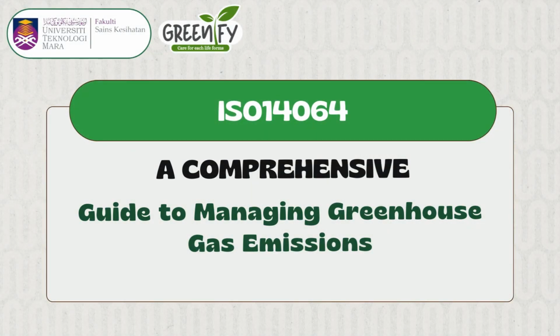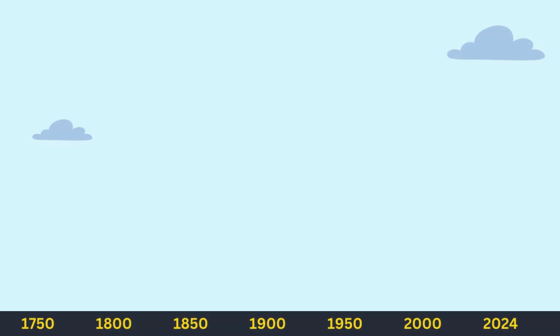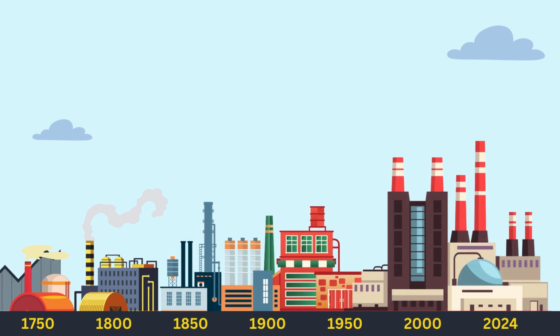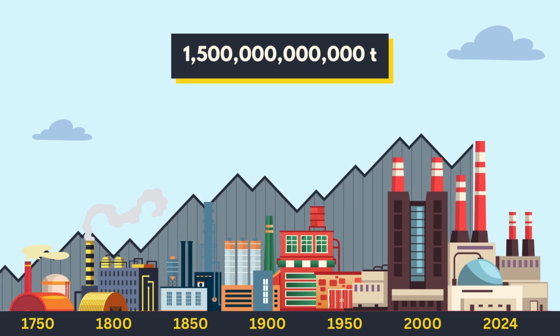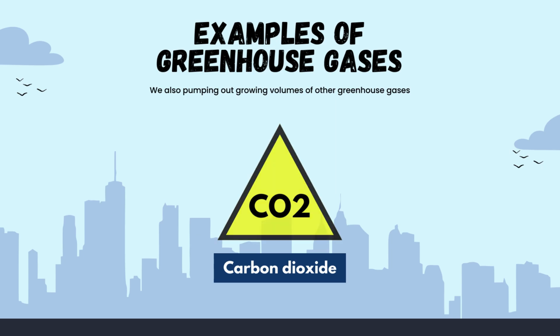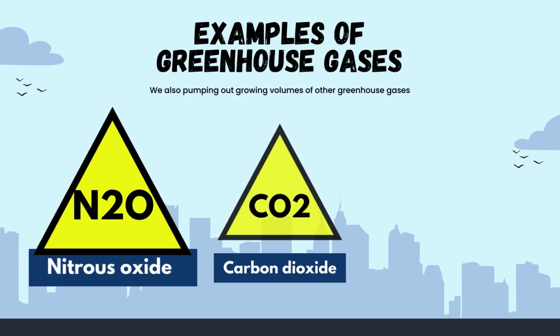ISO 14064, a comprehensive guide to managing greenhouse gas emissions. This video will help you understand the basics of ISO 14064 and why it's so important. Since the Industrial Revolution, humans have released over 1.5 trillion tons of carbon dioxide, or CO2, into the Earth's atmosphere. And not just CO2, we are also pumping out growing volumes of other greenhouse gases such as nitrous oxide and methane.